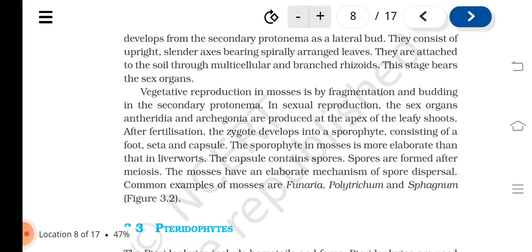The mosses have an elaborate mechanism of spore dispersal. Common examples of mosses are Funaria, Polytrichum and Sphagnum. Figure 3.2.